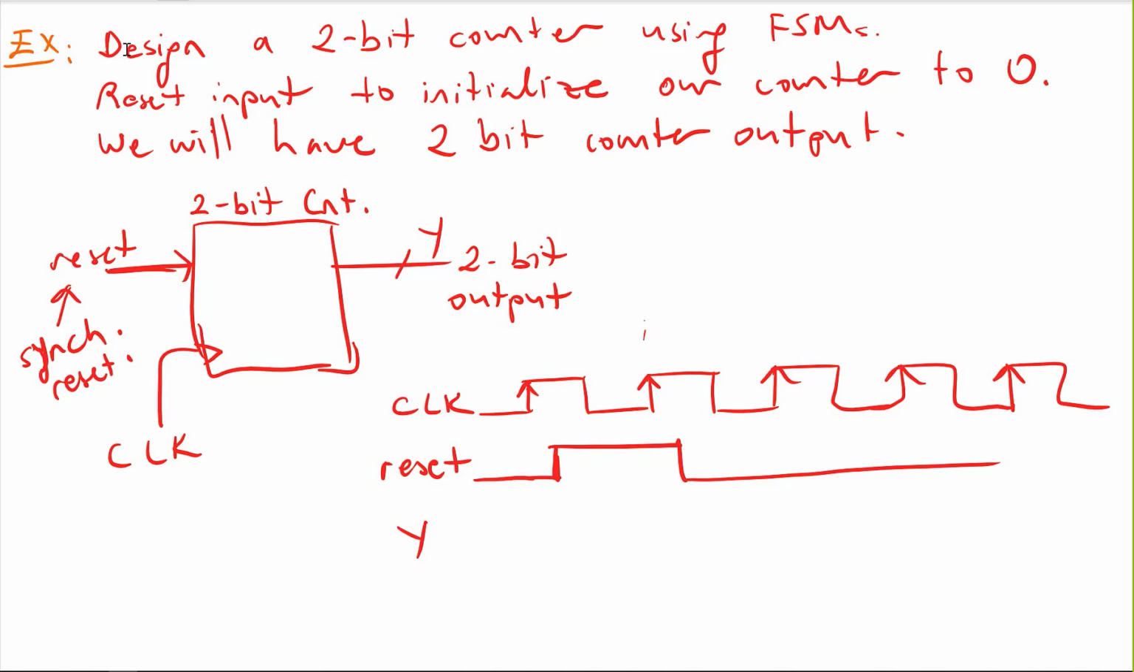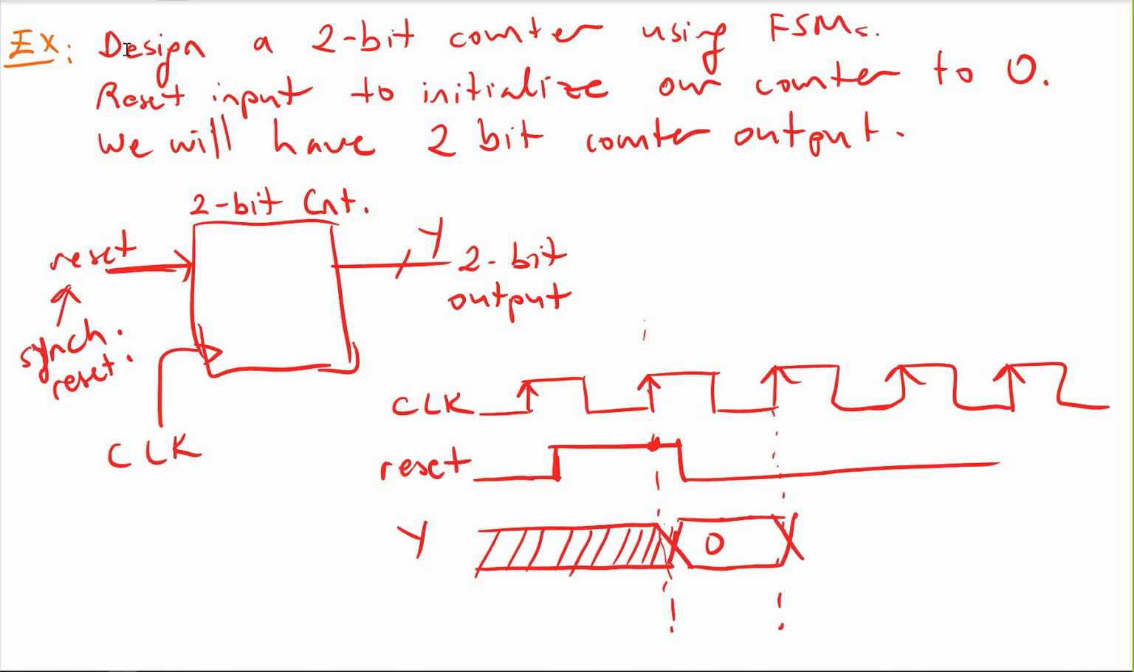Initially I may not know what my output is until the reset. So this is my output Y, and I don't know what the value is until here because I haven't reset my circuit. But after I get a reset here, why? Because my flip-flops are working on the rising edge. So they are positive edge triggered, and then I will initialize my state to be 0 here. So this will be 0, and on the next clock edge, my output will be 1.